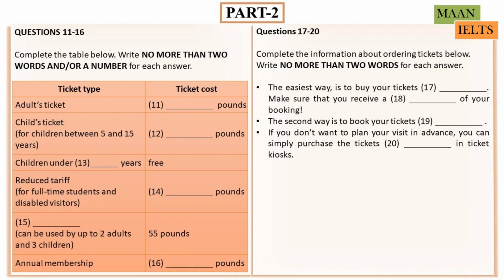And if you don't want to plan your visit in advance, there is a third option for you. You can simply purchase the tickets in person on the day of your visit. There are plenty of ticket kiosks near the Tower of London and other royal palaces. I hope that you'll enjoy your visit. That is the end of part 2. You now have half a minute to check your answers.